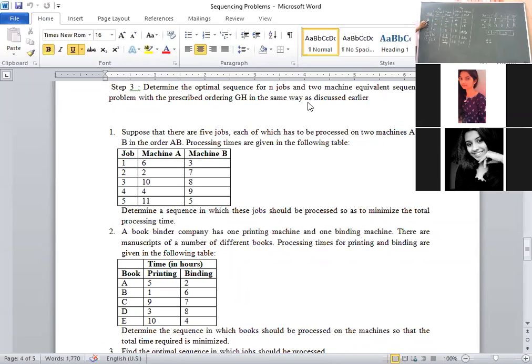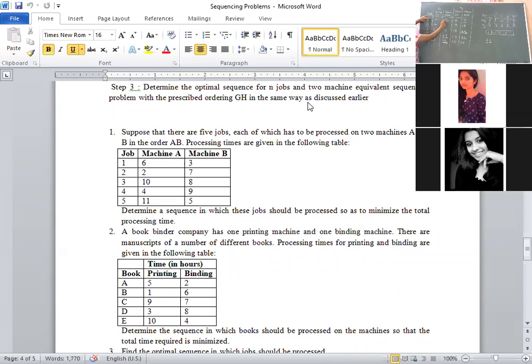On machine A, how many hours will it take? 2 hours. To perform the second job, machine A will require how many hours? 2 hours. 0 plus 2, we will get 2. Right now, at the second hour, the second job is completed. Immediately, machine A will take the fourth job. These are in sequence. On machine A, initially the job is 2, later 4, later 3, later 5, later 1. These are in sequence.